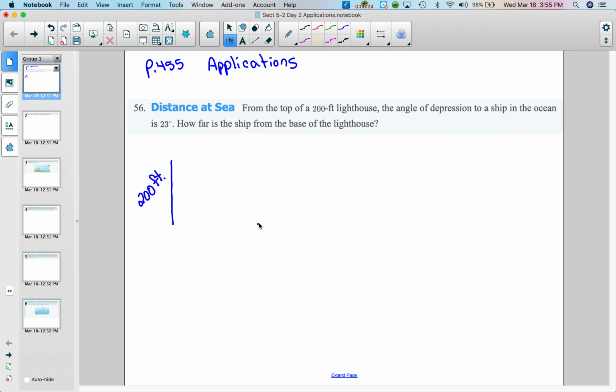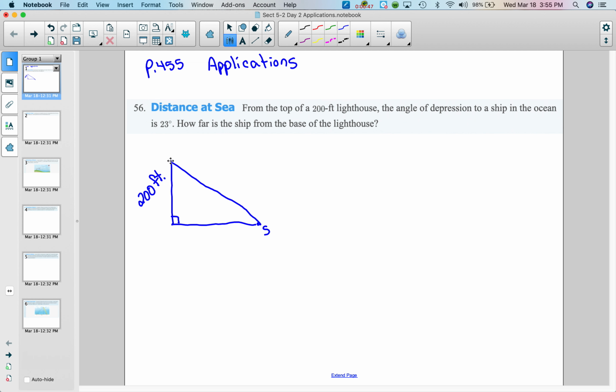So I'm going to pick a spot here for my ship. I know I could have drawn a cute little picture. You've got to think about what the angle of depression is. So you can envision that we would have this triangle that would look something like this. Imagine the lines are straight. So I'm drawing a right triangle.